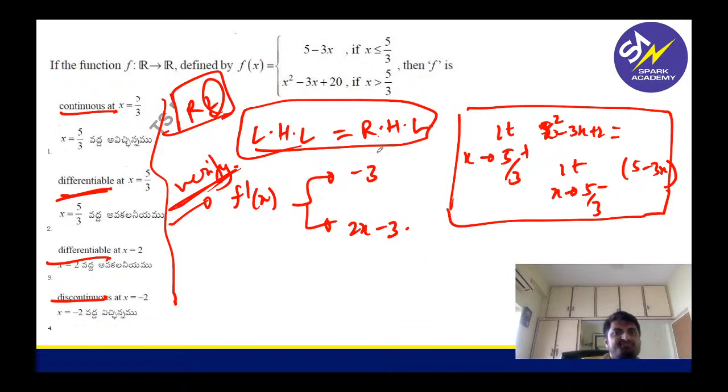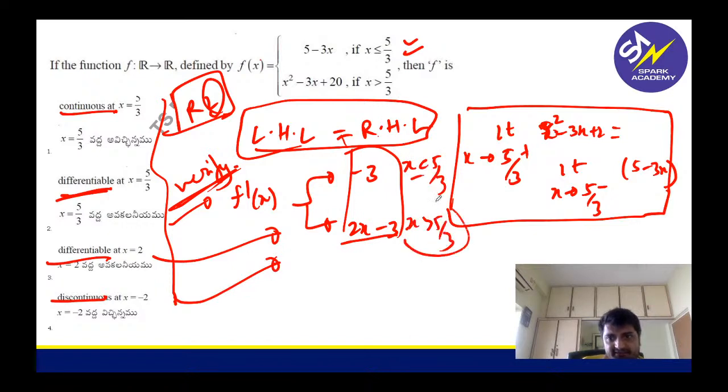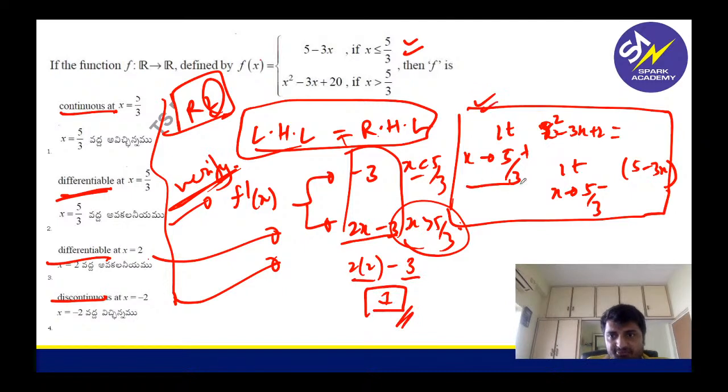Basically what you need to do is, once it is continuous, then you differentiate. Then keep substituting and checking. This is if x is less than or equal to 5 by 3. This is if x is greater than 5 by 3. So 2 means what? It is greater than 5 by 3, right? So if you substitute 2, 2 into 2 is 4 minus 3, 1, right? 1 is a valid value. Now you check. If you substitute 5 by 3 plus and 5 by 3 minus, are you still getting 1? If you're still getting 1, that means both these values are the same and this will be the option. Like that you need to check.